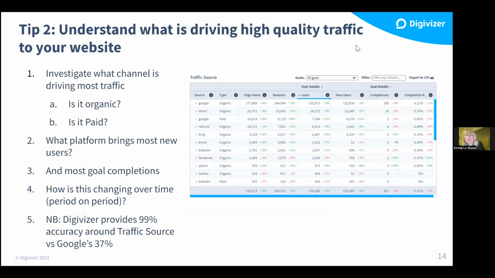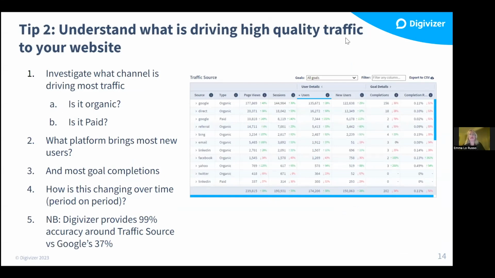The second thing is, understand what's driving high quality traffic to your website. It's not enough to know just your total traffic to the website. You want to know what's bringing new users. You want to know how effective your organic is versus your paid, and what platform is actually driving that, including which referral platform might be driving it for you. What's driving the most goal conversions on your website? Again, that's playing to the quality part of that traffic. How is that changing over time? Because ideally you're also setting goals against this of how you can actually drive that.